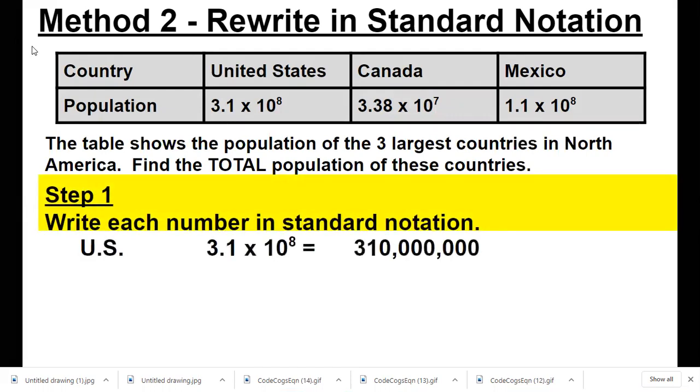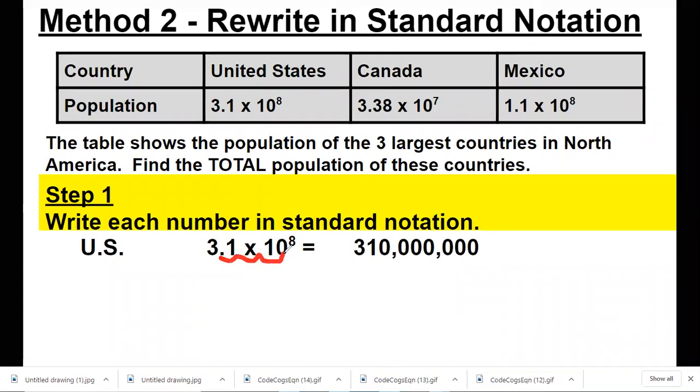Standard is the way numbers normally look, right? 3.1 times 10 to the 8th. We're going to move our decimal 8 places to the right. 1, 2, 3, 4, 5, 6, 7, 8. Fill in our empty spaces with zeros, and you'll see the result is 310 million.